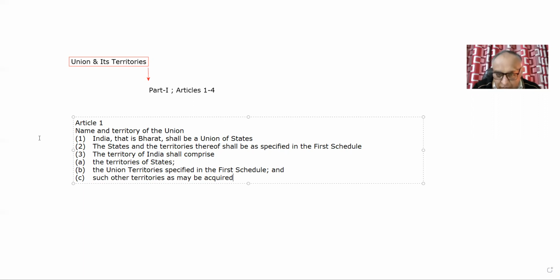These have been provided in our Constitution. And Union of States, we will discuss later on. The states and the territories thereof shall be as specified in the First Schedule. It is mentioned that the names of the states and territories shall be in the First Schedule of the Constitution. Our Constitution has 12 Schedules in total. In the beginning, at the commencement of the Constitution, there were 8 Schedules, and 4 Schedules have been added later on.